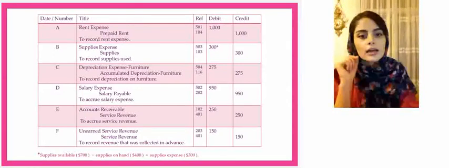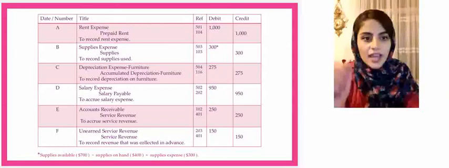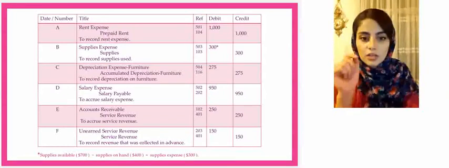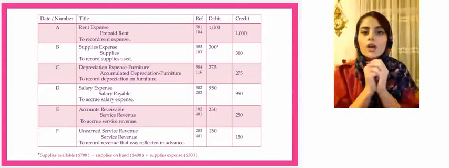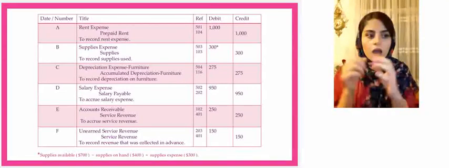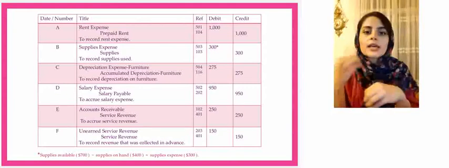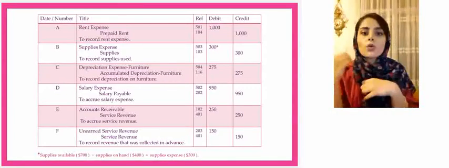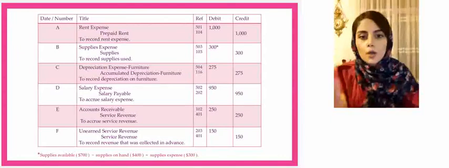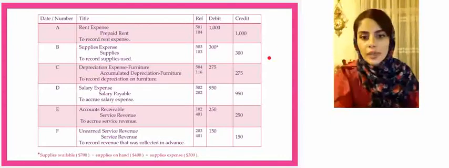Look at that part for the transactions, which was transaction B. We had supplies on hand $400. Our available supplies is $700, and supplies on hand is $400. So our supplies expense should be $300, as you can see here.